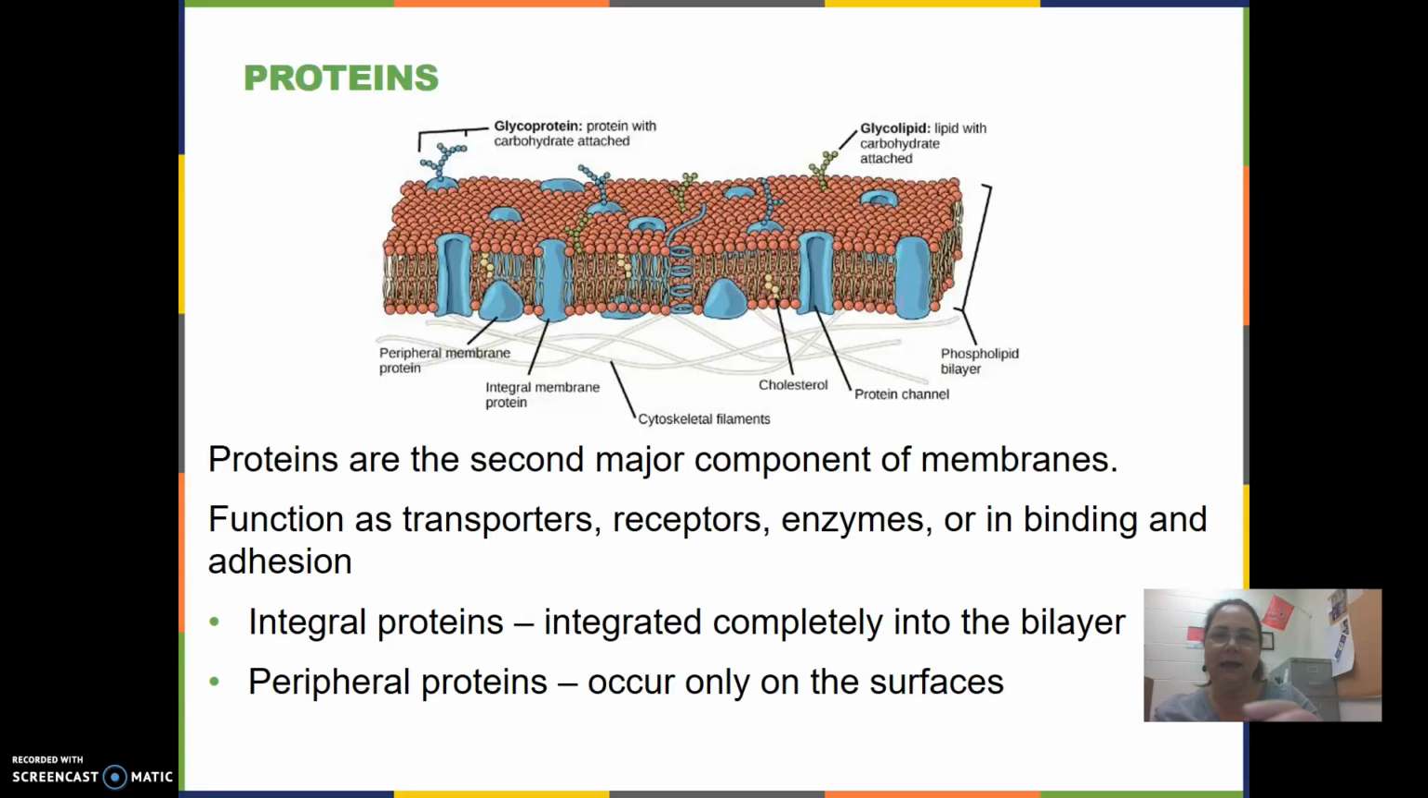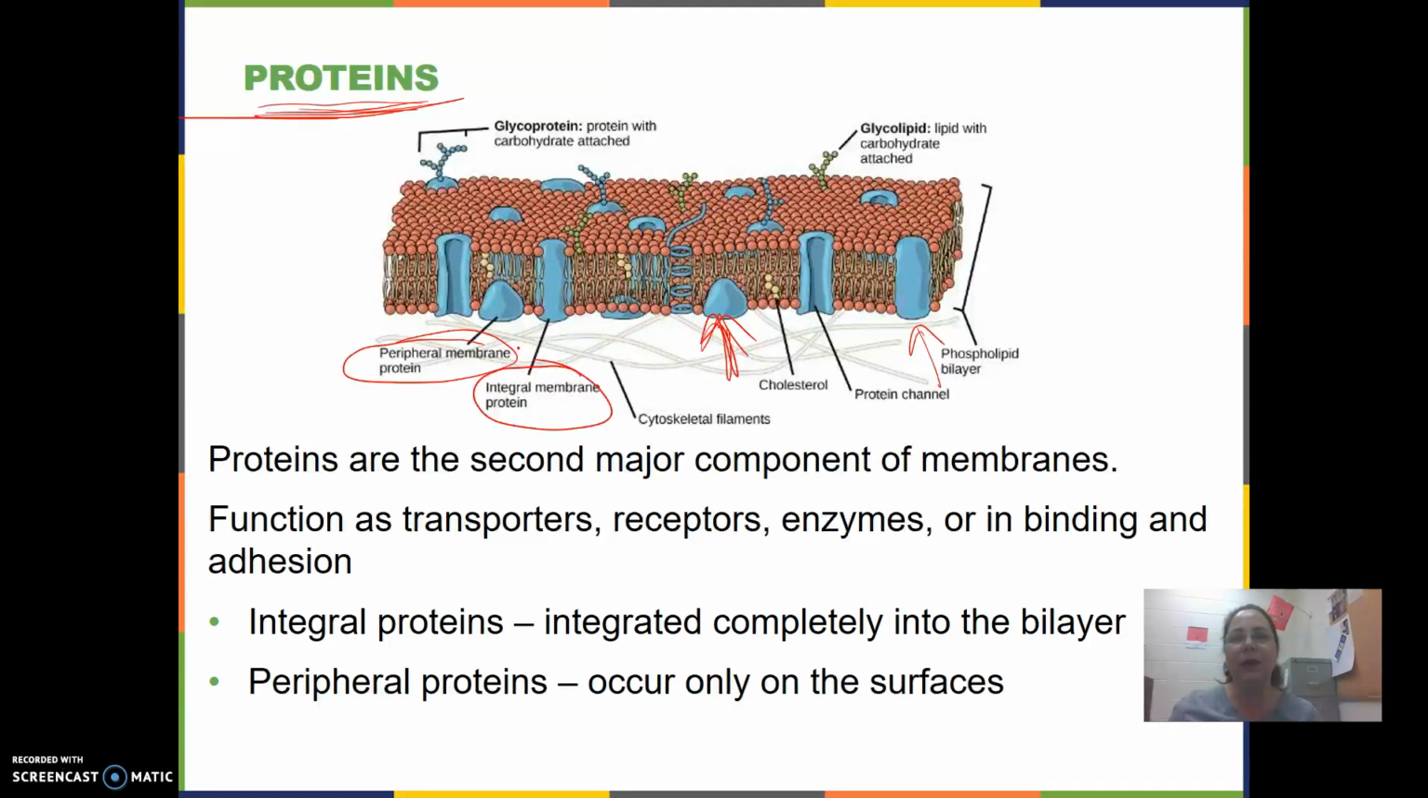The protein component of the phospholipid of the plasma membrane are these blue structures, some of which you find on one side of the cell. This one, for example, is on the inside of the cell. And if they're found on either the inside or the outside, they're called peripheral membrane proteins. Peripheral because they're on the periphery. If they are found extending all the way through the phospholipid bilayer, then they are called integral membrane proteins.